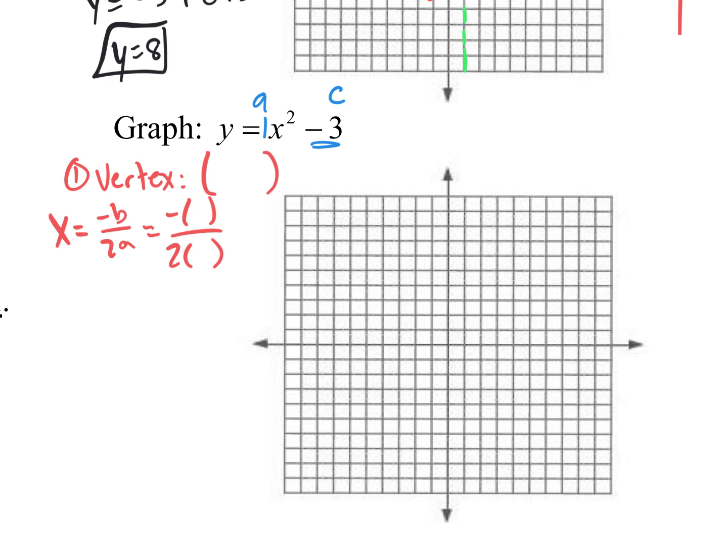In other words, you could, if you wanted to, rewrite it like this, just so you could clearly see that your b value is 0, right? There is no x term. There's an x squared, but there's no x term. So you could write it like this just so you could see that b is 0.